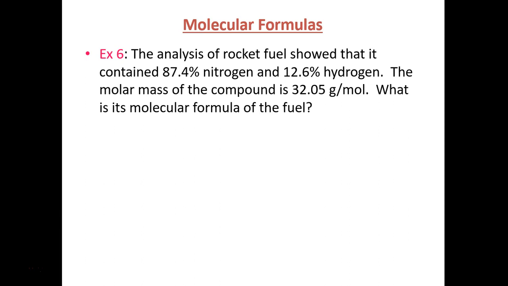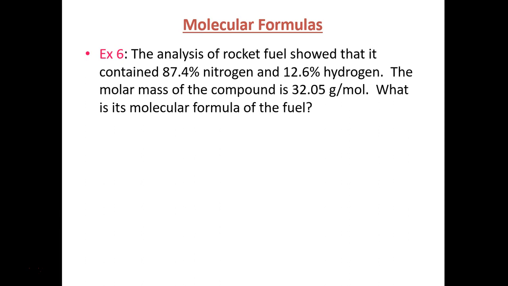Okay, for this last problem, you're going to combine two approaches. So first, you're going to use percentages to find the empirical formula. Next, you'll use the molar mass of the compound in the empirical formula to get the molecular formula. So pause and try to do this yourself, and then we'll go over it.